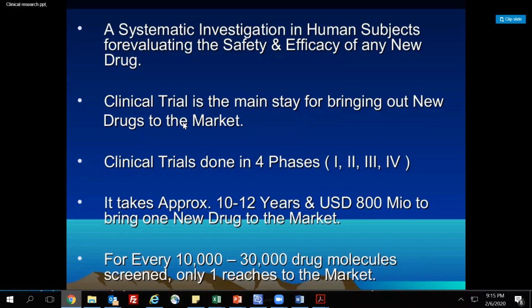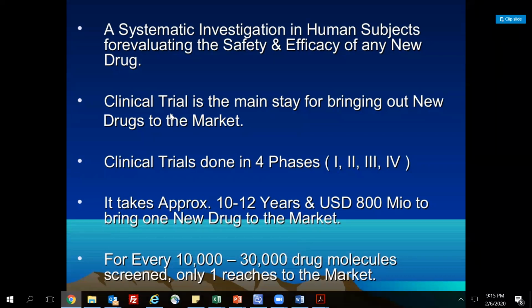Second question: why is it done? It is done mainly to bring new drugs into the market. That is why a clinical trial is done, to get the new drug into the market. For any trial there are phases like phase 1, phase 2, phase 3, phase 4. It's usually done in 4 phases. I'll explain in more depth in the next slide. So there are 4 phases in clinical trials: phase 1, phase 2, phase 3 and phase 4.